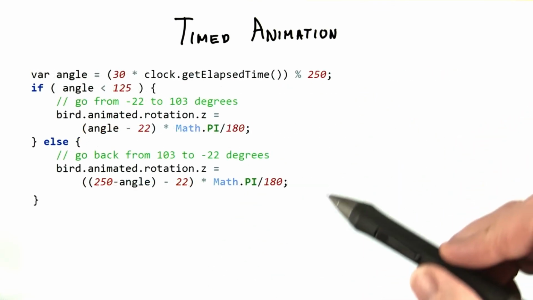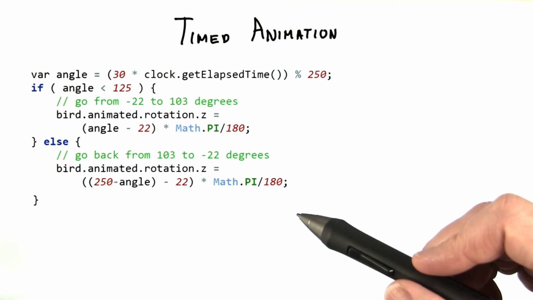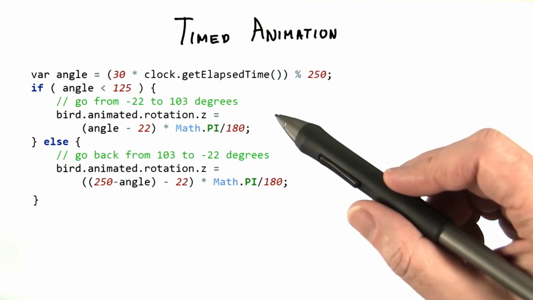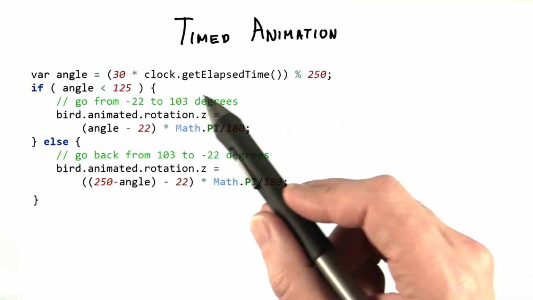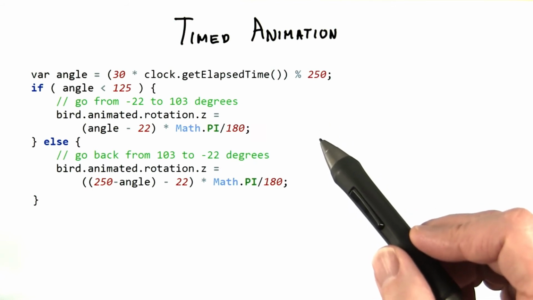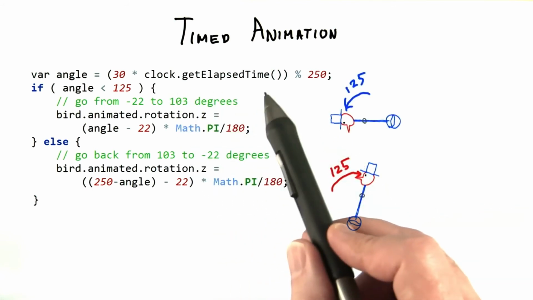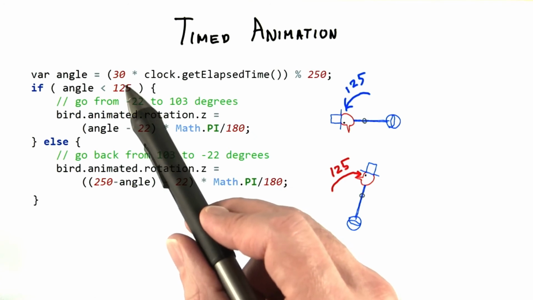There are a number of solutions. Here's one that locks the drinking bird directly to the time itself instead of the change of time, the delta. The method getElapsedTime gives how many seconds have gone by since the clock object was created. We take this time and multiply it by 30, the number of degrees per second.